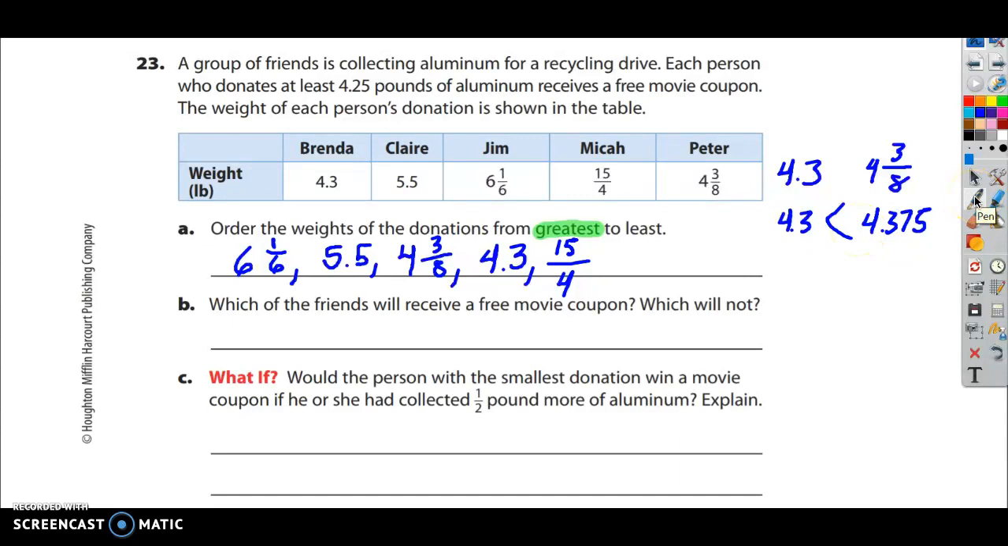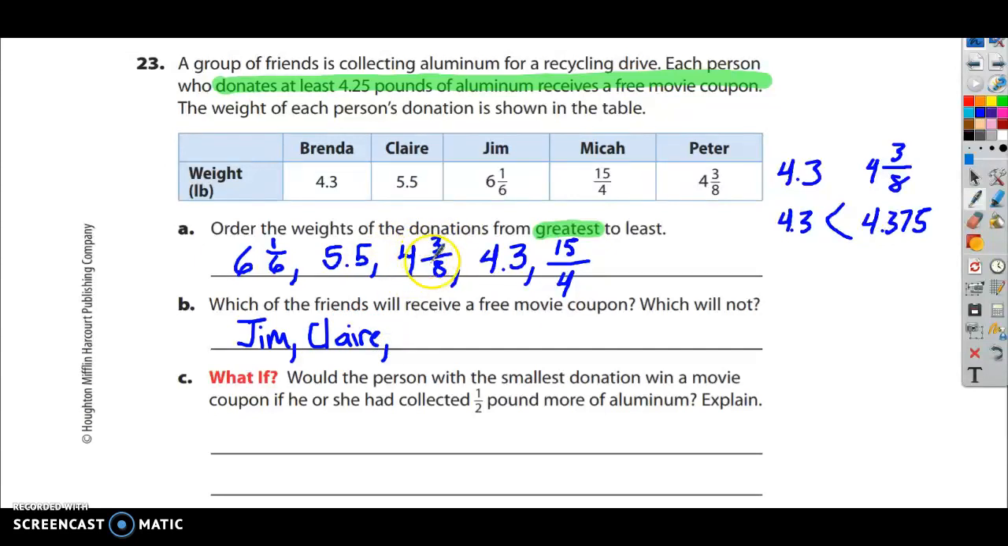Okay, we are on question B. Which of the friends will receive a free movie coupon and which will not? So remember that to get a free movie coupon, you had to donate at least 4.25 pounds. So the first weight right here, that was Jim. Is that more than 4.25? Of course, Jim gets a free movie coupon. What about 5.5? Is that more than 4.25? It is. So Claire gets a movie coupon.